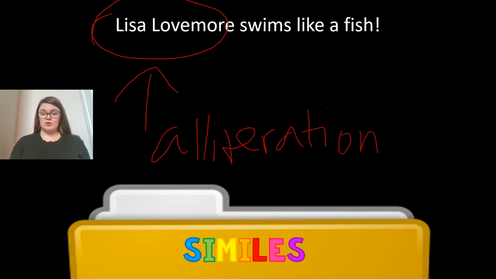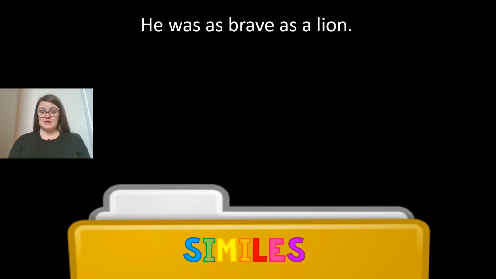Now, Lisa Lovemore swims like a fish. Like is used to compare Lisa's swimming ability to the ability of the fish. They both swim, so Lisa is like a fish because they both swim. He was as brave as a lion. Our word here that we see is as. As is used to describe my simile.